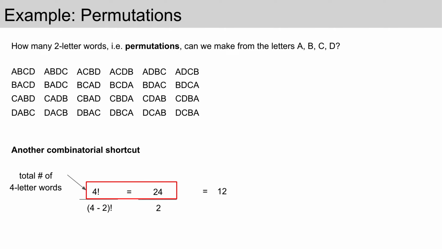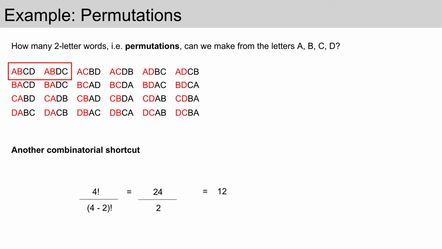First, notice that in the numerator, we're counting up the total number of words that we can make from all 4 letters. But remember that we only care about 2-letter words, hence the first 2 letters of the words here. Notice, however, that some of these words are double counted. For example, ABCD and ABDC start with the same 2 letters, and we don't care about the last 2 letters.